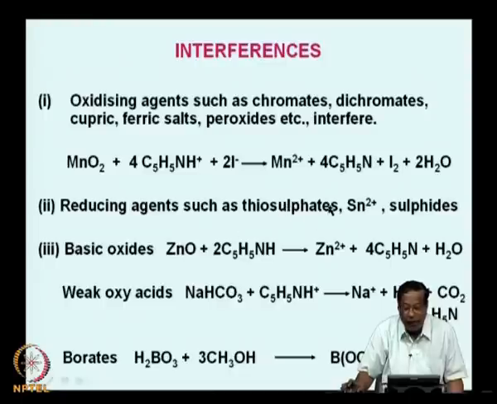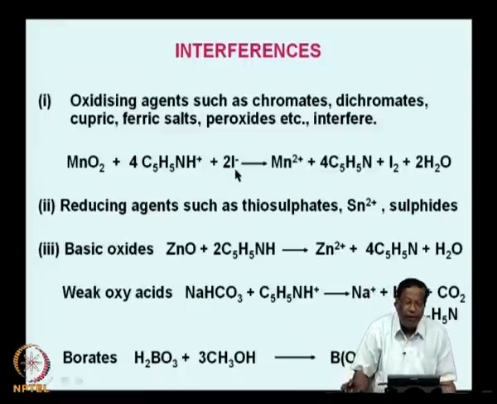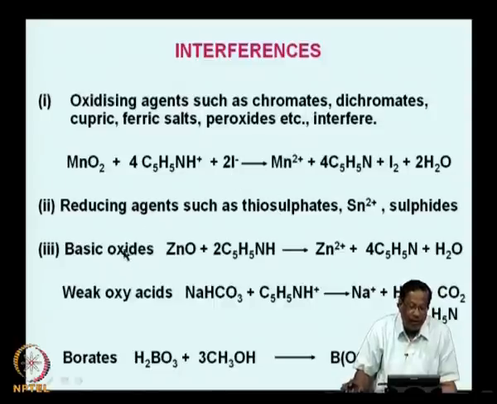And then we have thiosulfate, stannous chloride, sulfides, etc. These are reducing agents, and they reduce iodine to iodide. That is not very ideal. Then basic oxides are there, like zinc oxide. They react with pyridine directly and again produce water. One of the preconditions for not applying the Karl Fischer reagent.